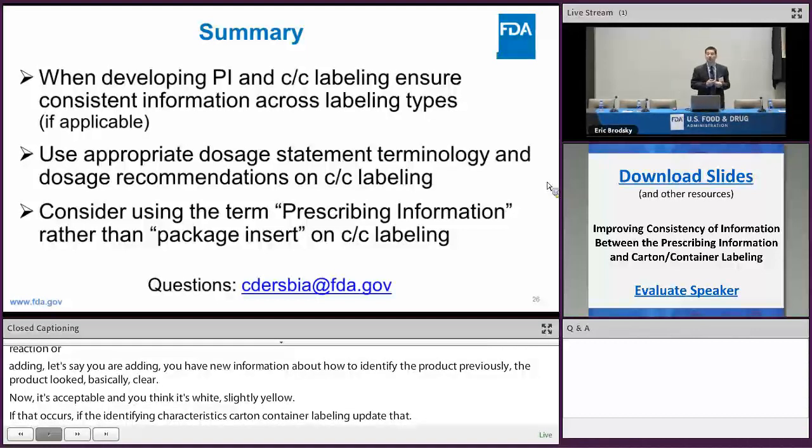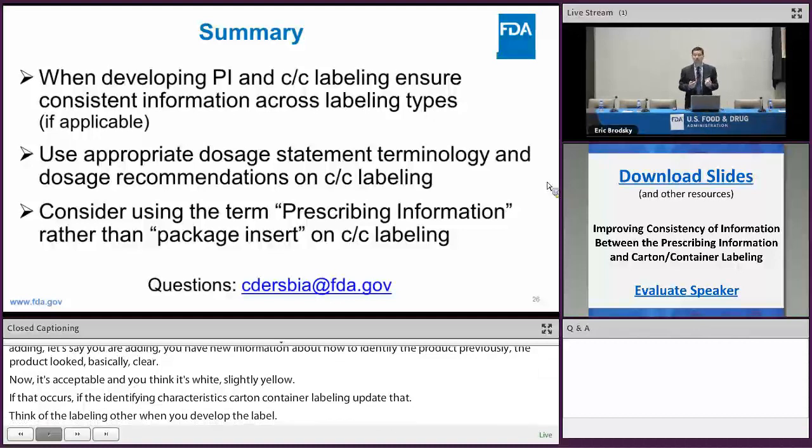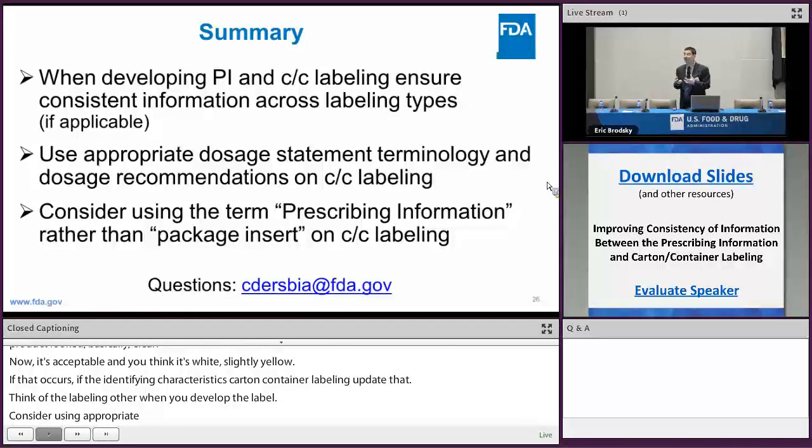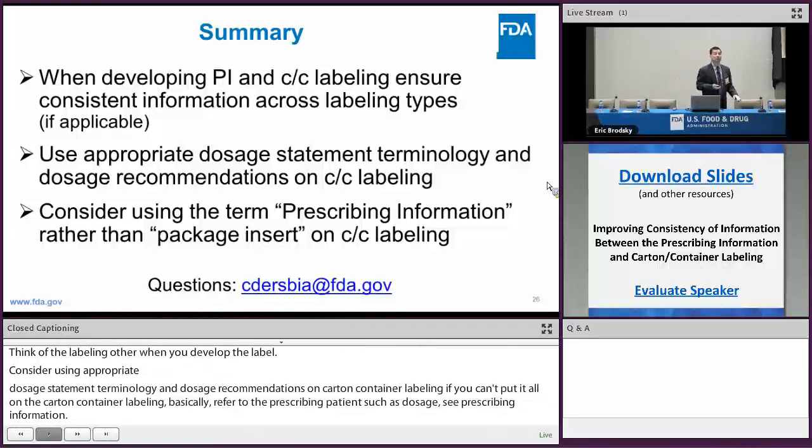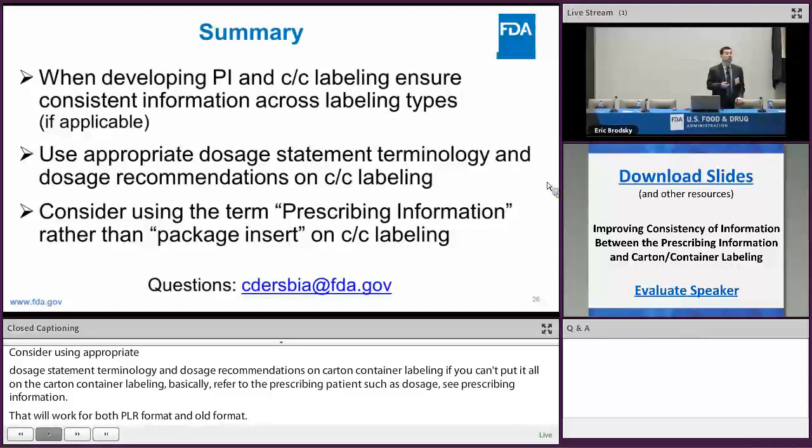Consider using appropriate dosage statement terminology and dosage recommendations on carton container labeling. If you can't put it all on the carton container labeling, basically just refer to the prescribing information, such as dosage, see prescribing information. That will work for both PLR format and old format. And finally, this is just a consideration: consider using the terminology prescribing information rather than package insert on carton container labeling.